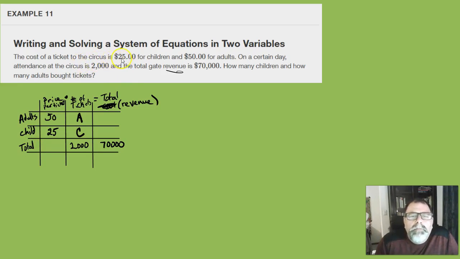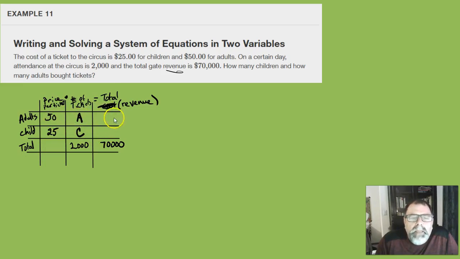So the tickets for the circus, 25 for children, 50 for adults. On a certain day, the total attendance was 2,000. Total revenue was 70,000. We don't know how many adults purchased. We just know a total of 2,000. So we'll call this one A. We don't know the number of children, so we just call this one C. And then I'm going to use this equation on top to fill out this last column.